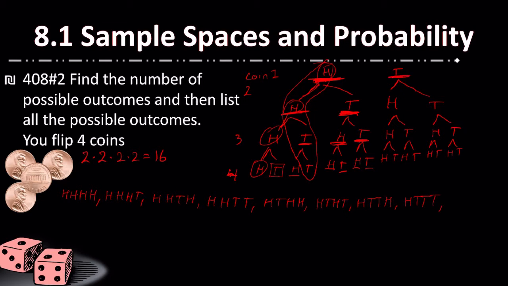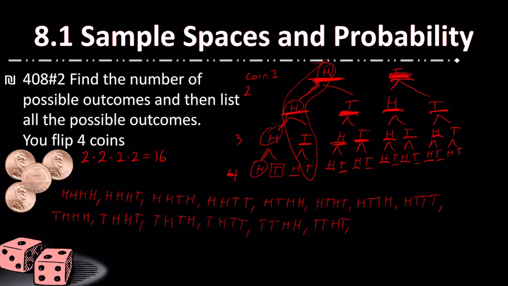And now we're over here, so it could be tail, head, head, head. Tail, head, head, tail. Tail, head, tail, head. Tail, head, tail, tail. Tail, tail, head, head. Tail, tail, head, tail. Tail, tail, tail, head. And finally, tail, tail, tail, tail. Look at that, 16 options.